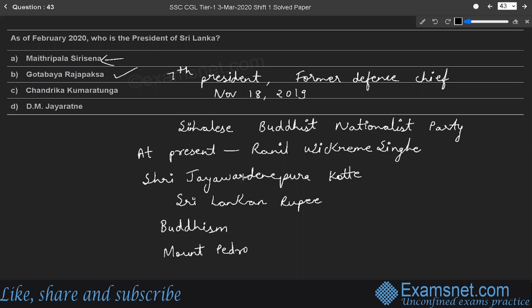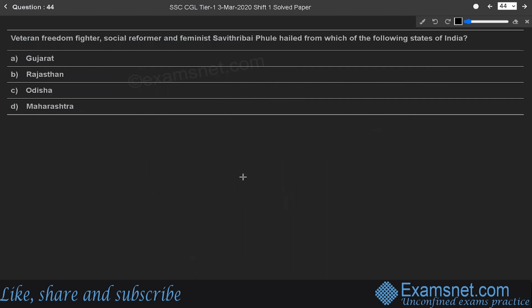So, for this question, in the year 2020 and in the month of February, the president of Sri Lanka was Gotabaya Rajapaksa. So, the correct option will be option B. I hope you are clear with this question. So, moving on to the next question.